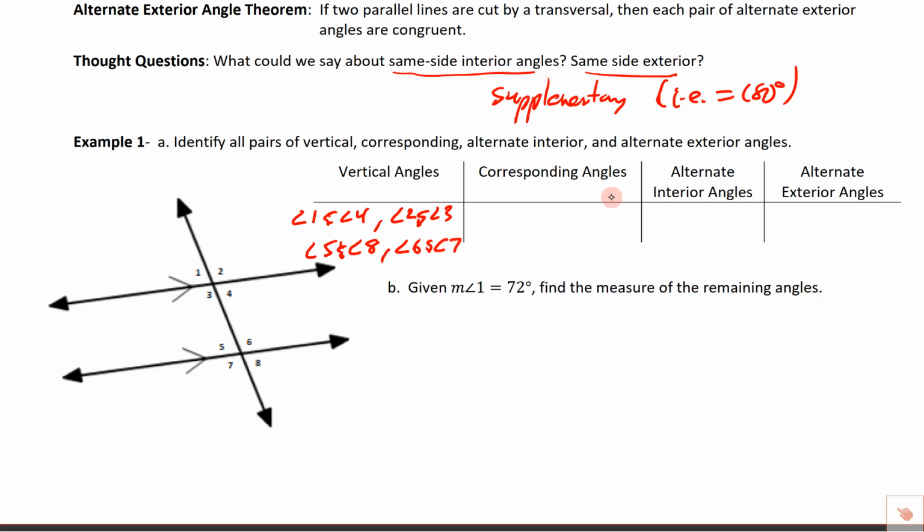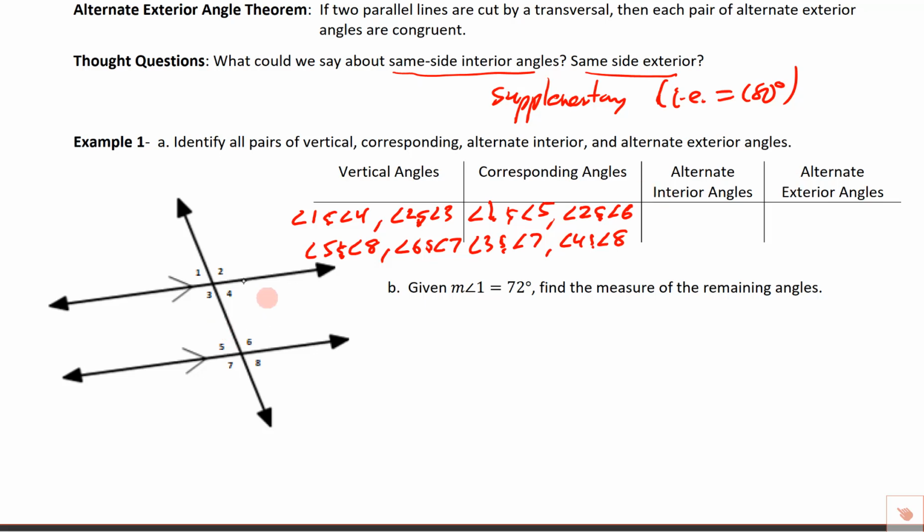Okay. Corresponding angles, let's take a look at those. Remember, those are in the same place in the intersection. Angle 1 and angle 5 correspond to each other, angle 2 and angle 6, angle 3 and angle 7, and the last one would be angle 4 and angle 8. Now, when we start talking alternate interior and alternate exterior, it gets a little bit easier because there aren't as many pairs.